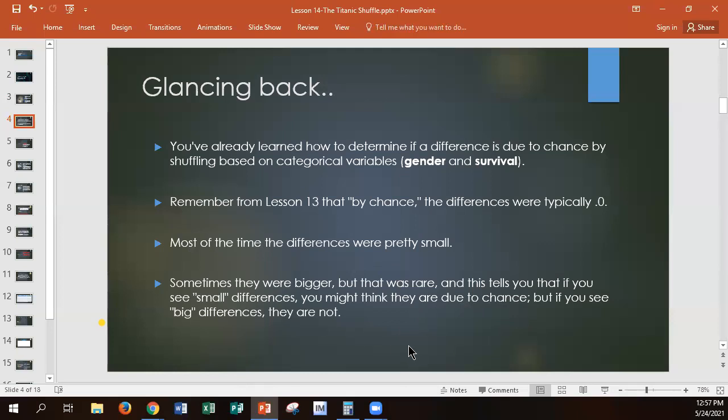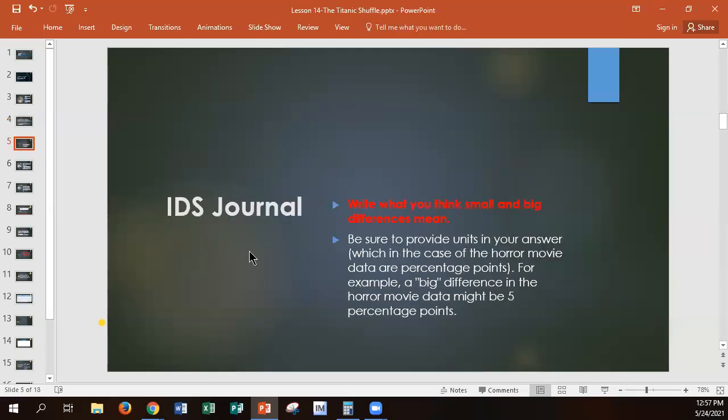This is now the third time I've mentioned this concept. So having mentioned this 3 times, I want you in your journals to write what you think small and big differences mean. I literally said it 3 times in the last 5 minutes. So I'm going to say 2 minutes to write this down.